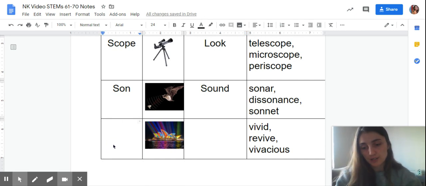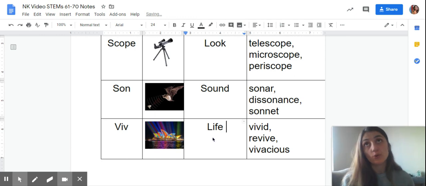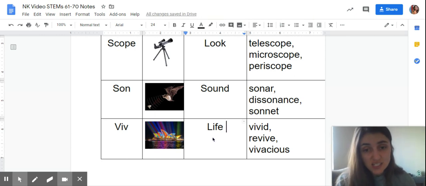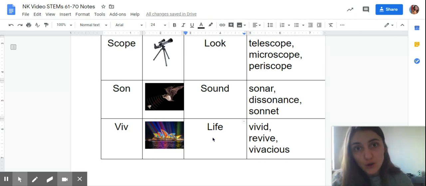And we're already at our last one, which is viv, which means life. I know what you're thinking, but we already have one that's life. It's bio, Miss Kanyuhi. You always tell us to get a bio. So this one is also life. Viv. Examples are vivid, revive, and vivacious.